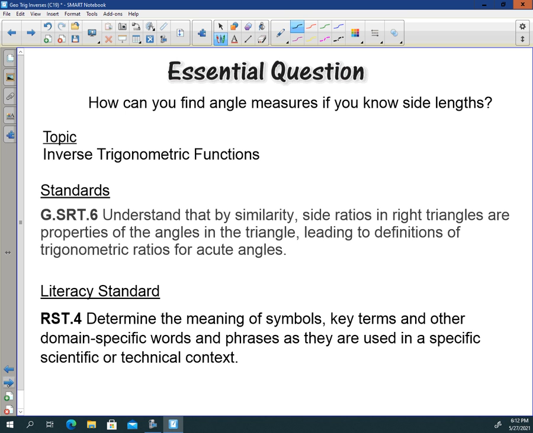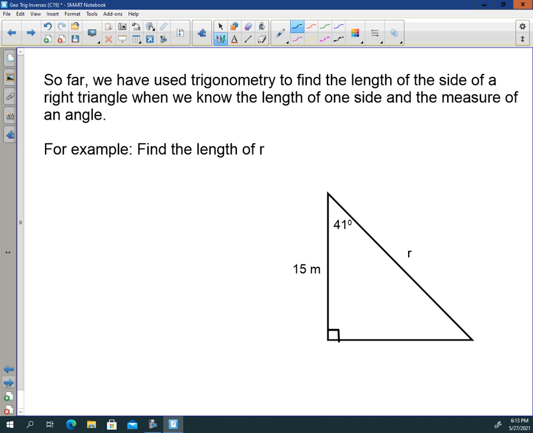Today's topic, inverse trigonometric functions. How can you find angle measures if you know side lengths? This is your essential question. So far, we have used trigonometry to find the length of a side of a right triangle when we know the length of one side and the measure of one angle.